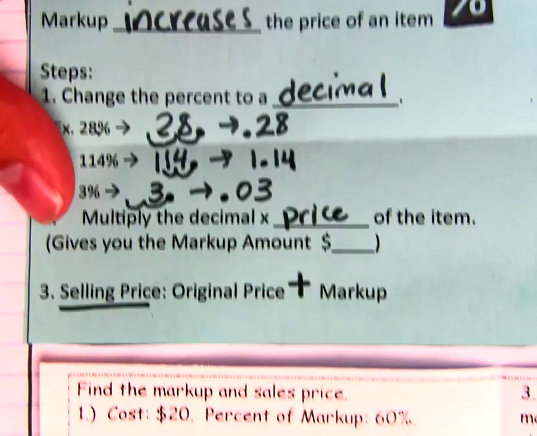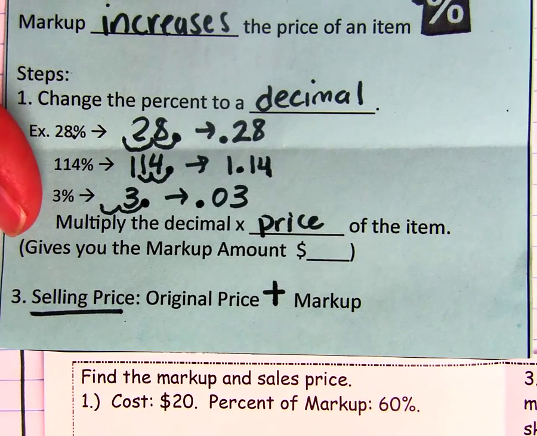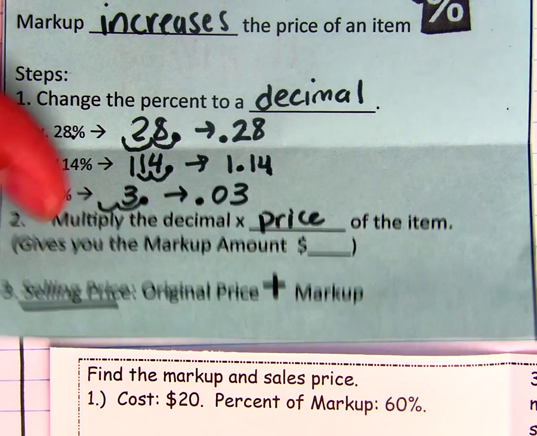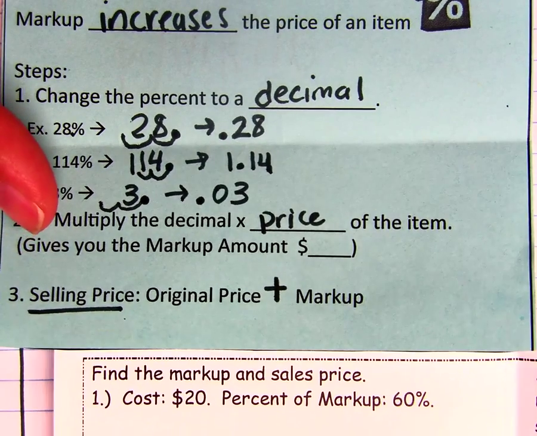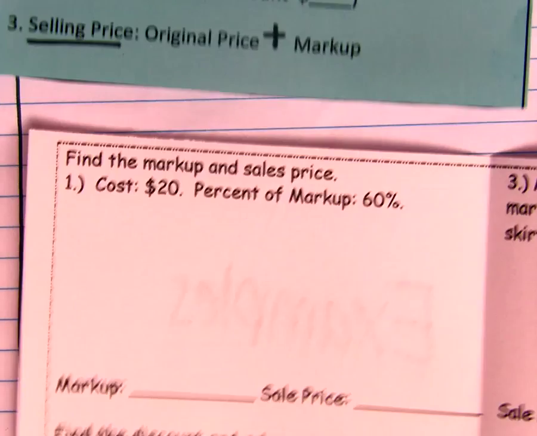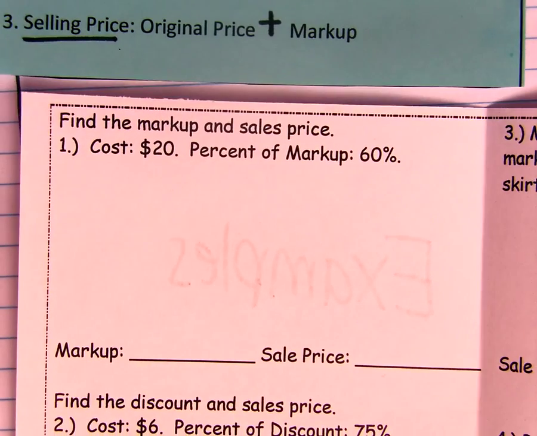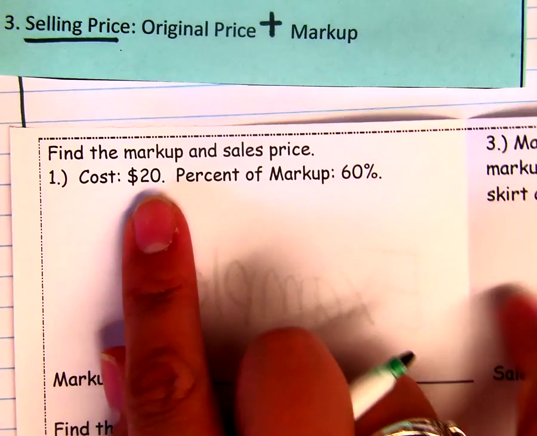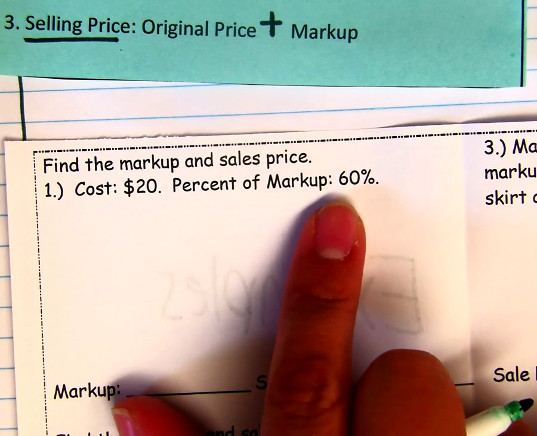Okay, so we're going to use this information and try number 1. The cost is $20. The percent of the markup is 60%, right?